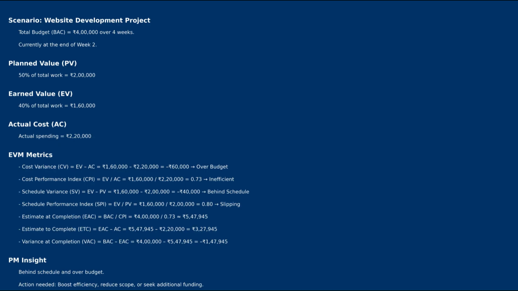Applying these formulas, you understand that cost variance is negative, which means you are over budget. CPI is less than 1, which means you are not using the funds efficiently, you are running short of money. Schedule variance is also negative, which means you are behind schedule. SPI is less than 1, which means you are slipping behind schedule. Variance at completion is showing as negative, which means you are running short of money. Through these metrics, you are able to understand the current picture of the project, and you find out that the project is behind schedule and over budget.